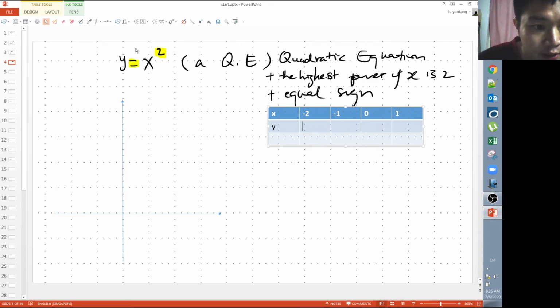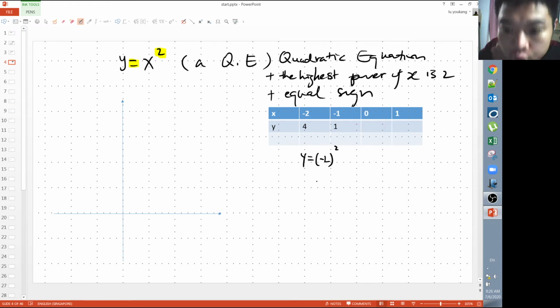So for this, y is equal to x to the power of 2. When your x is -2, you have a bracket -2 to the power of 2, so you are supposed to get 4. Alright, and then for this, you're supposed to get 1. Okay, but if you're wondering why I get a positive number, it is because the -2 is in brackets. So over here you get your 4. Alright, so similarly, for this value, y is equal to bracket -1 to the power of 2, so you're supposed to get positive.